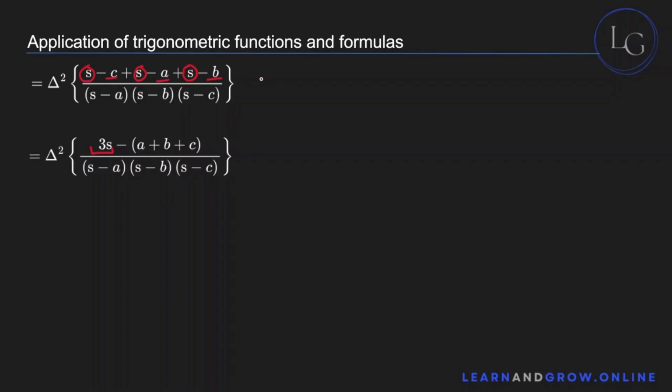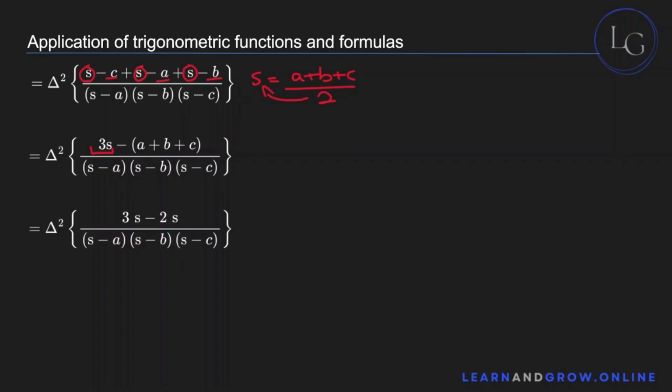Now, if you remember that S is equal to A plus B plus C over 2, so A plus B plus C is equal to 2S once you cross multiply. So you get this: 3S minus 2S over the denominator. Now, you need to have an S in the denominator to use the Heron's formula. So what you do now is you multiply both the numerator with S and the denominator with S so that the overall value does not change. And so you get this, right? Because 3S minus 2S is equal to S, and S into S is equal to S squared. And you have this S in the denominator now.